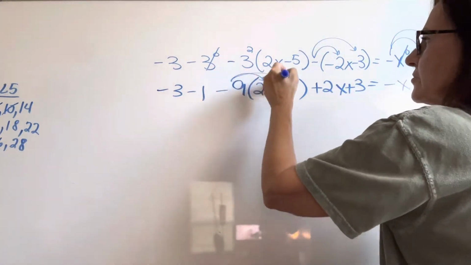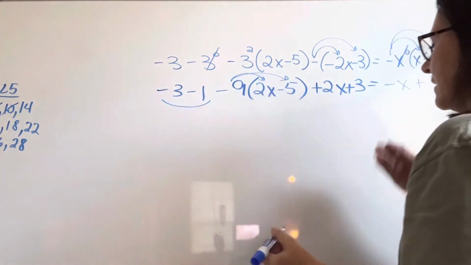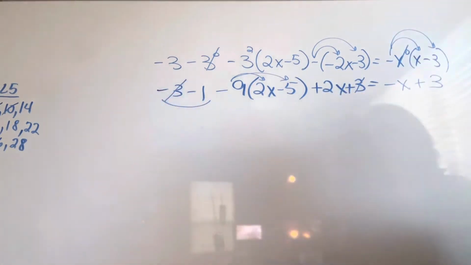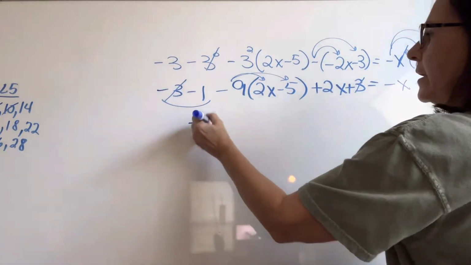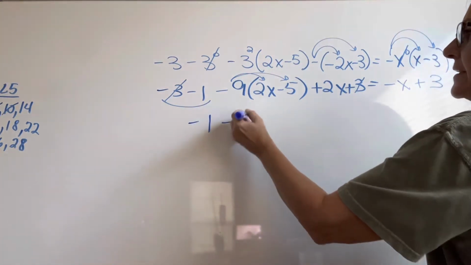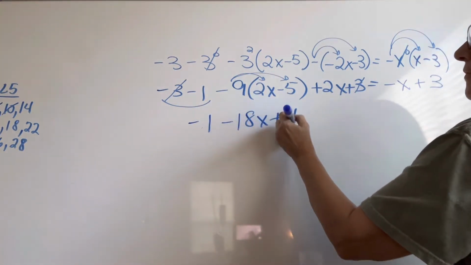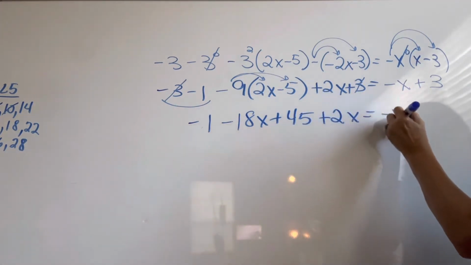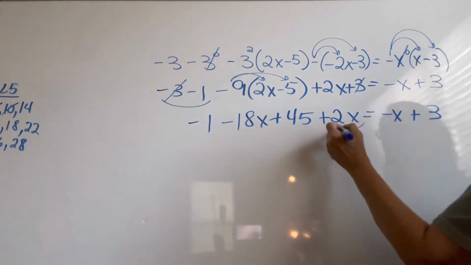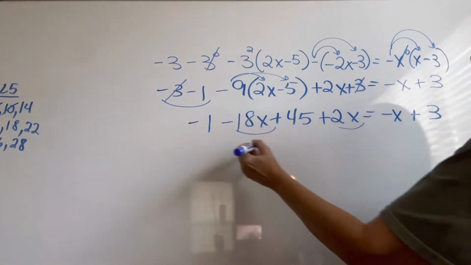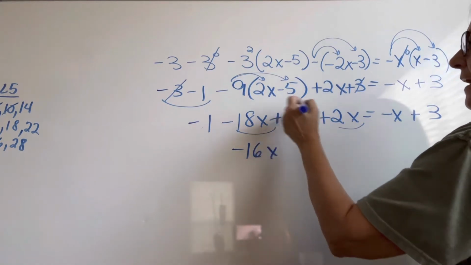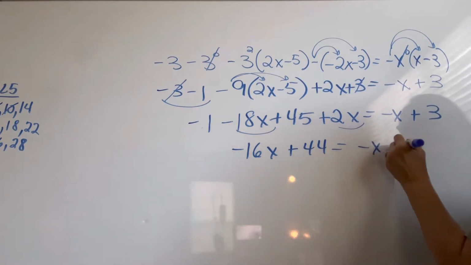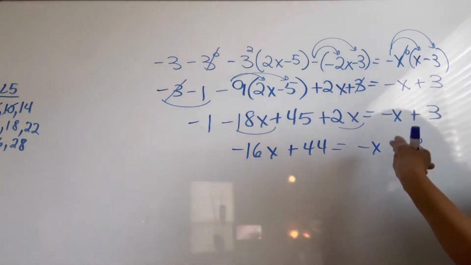Now we'll go back and distribute the negative 9, but we can combine negative 3 and negative 1. Actually, I have a positive 3 over here, so it eliminates. So it's just negative 1 minus 18x plus 45 plus 2x equals negative x plus 3. All right, let's combine our like terms. That's negative 16x, and 45 and negative 1 is 44 equals negative x plus 3. I will move my x's to the right.